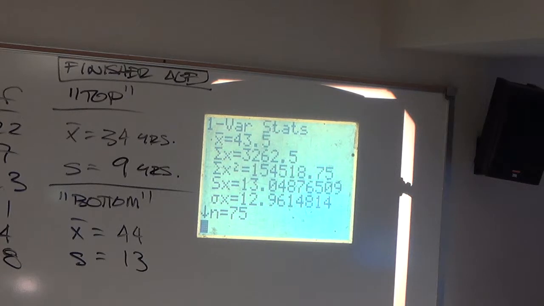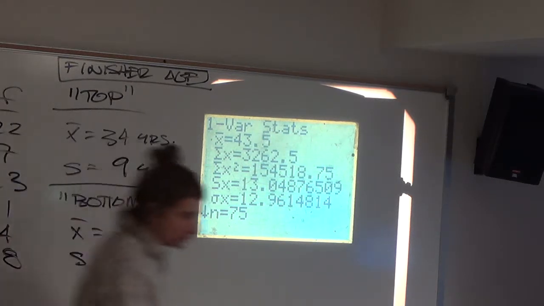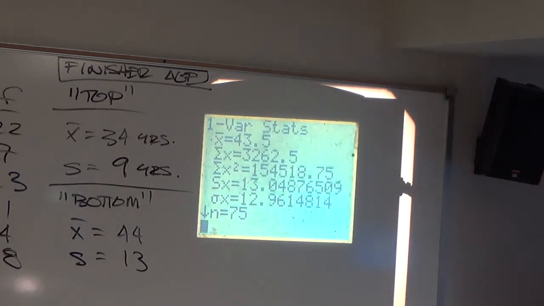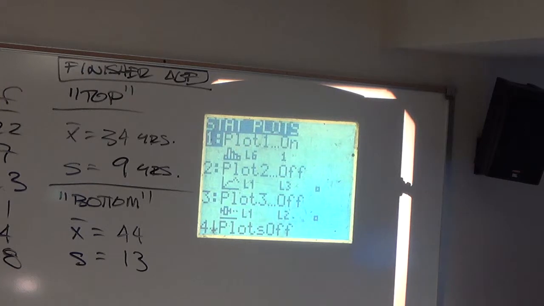Well, let's go look at it, shall we? Let's go look at it. That's the whole point. So now let's set up two graphs. Let's start with the top finishers. So, remember how to get to the plot screens? Second. Good answer. Second y equals. Great answer. Fantastic answer. Second y equals.